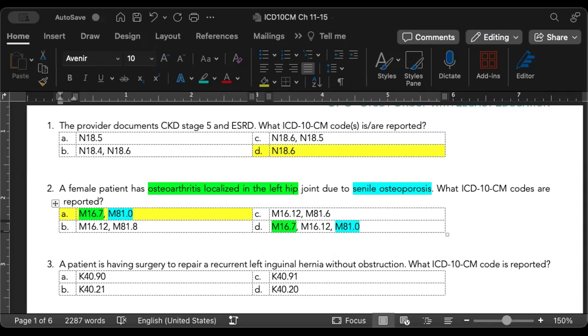So the question doesn't say anything about age-related. Right, okay. So in the alphabetic index, if we go to osteoporosis and then senile, it tells us to look at osteoporosis, age-related. Because our alphabetic index is telling us that we should see osteoporosis, age-related, we can use that age-related for that senile osteoporosis. It's just the synonym.